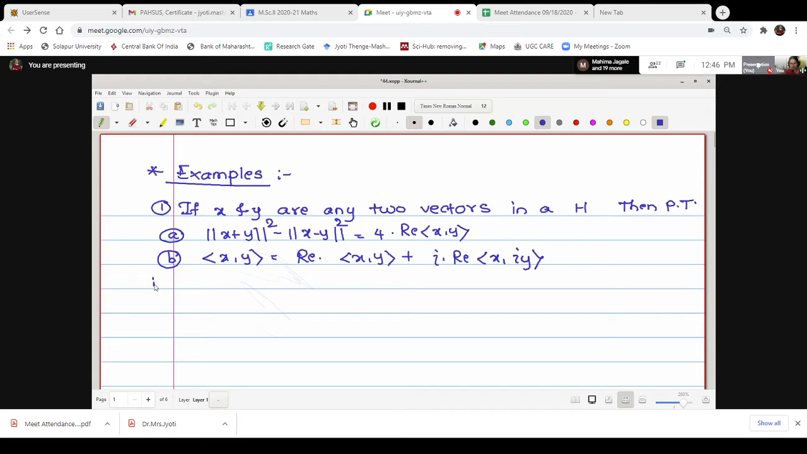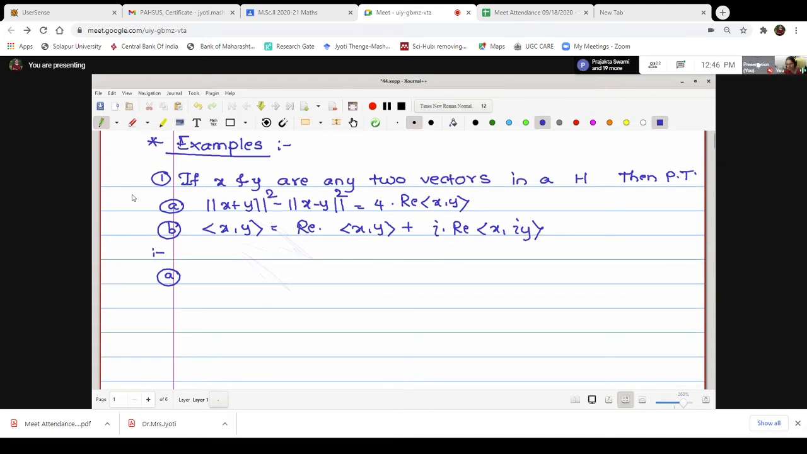Okay, let us prove. The example is very easy for the sake of proving the result. In the first part we want to prove that norm square of x plus y minus norm square of x minus y is equal to 4 times the real part of the inner product of x and y. Therefore, let me start by first finding the value of norm square of x plus y. This is the inner product of x plus y with x plus y, right?